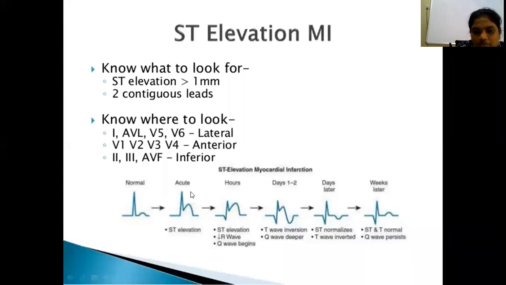So the same one I am repeating here: the acute ST segment elevation, then within hours ST segment elevation, decreased R wave, Q wave begins, and 1-2 days later the T wave inversion, Q wave deepening, and a few days later ST segment normalization, T wave inversion, and in weeks or months the ST segment and the T wave become normal, but the Q waves persist.